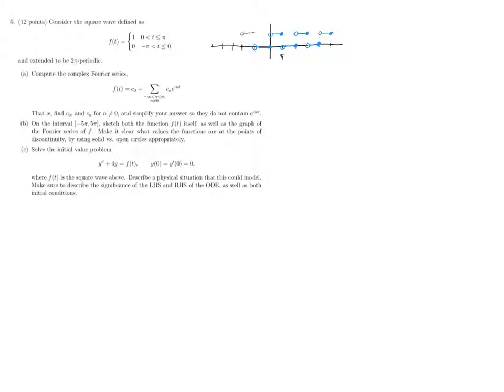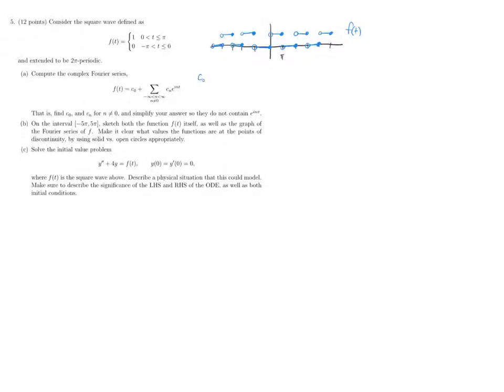So I'll do a couple more of these. I think I did that right. Okay. So next, compute the complex Fourier series. So this is f of t. So first of all, c naught is the average value. You could just look at that and you could say it's 1/2 right away just by inspection.